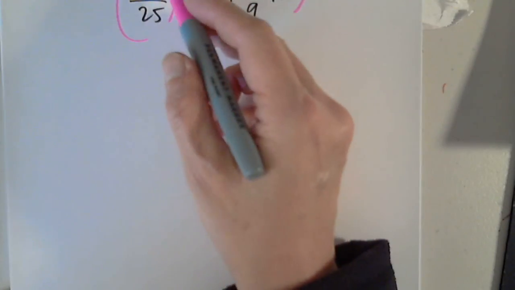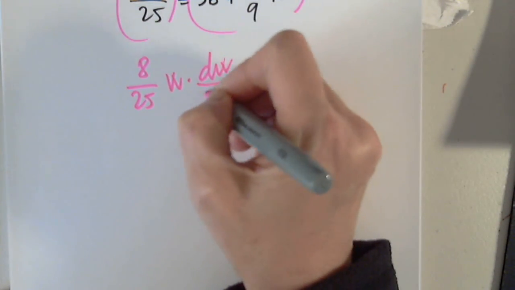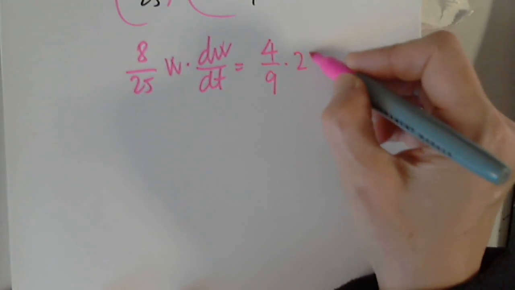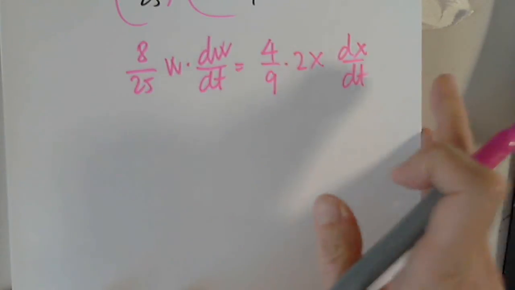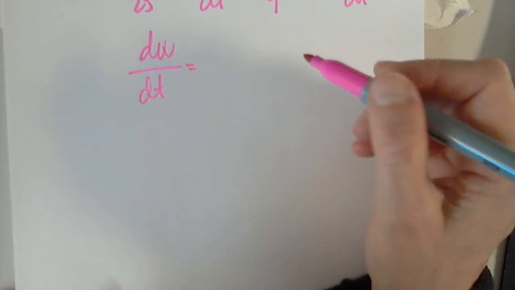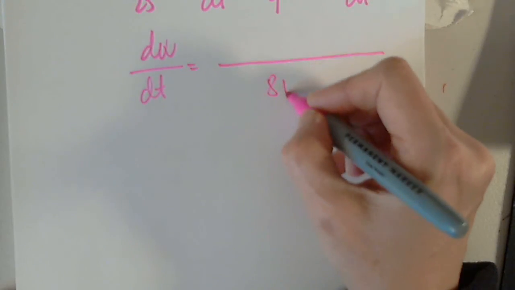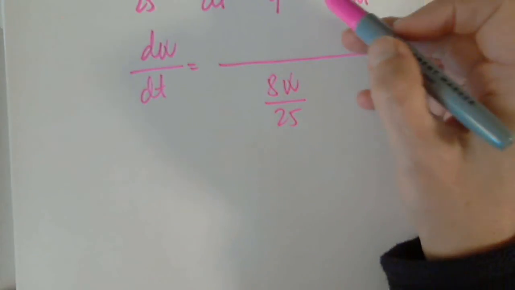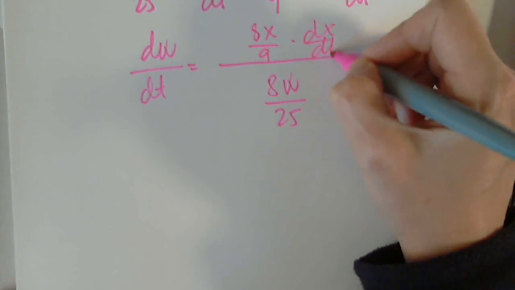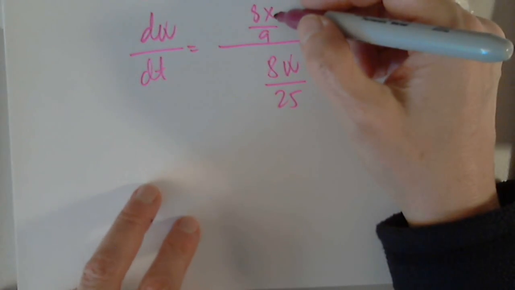So the left-hand side is 4 times 2, it's 8 over 25 w times dw over dt. This is 0. The right-hand side is 4 over 9 times 2x dx over dt. Okay, finally, dw over dt would be, I divide by 8w over 25, and this is 8x over 9 dx over dt. Okay, so then I will replace x.